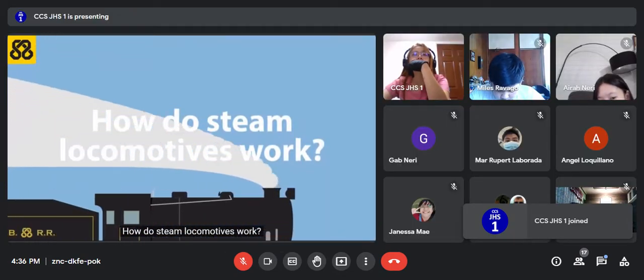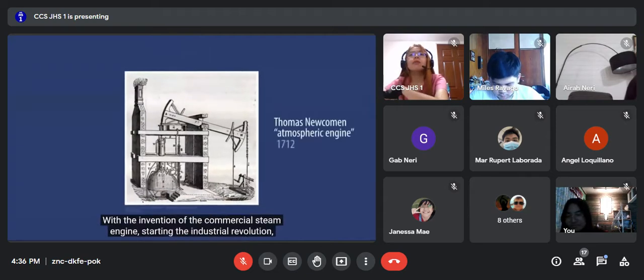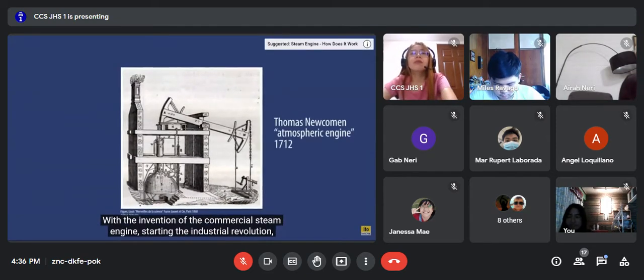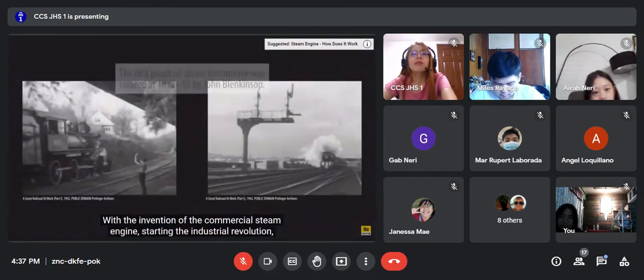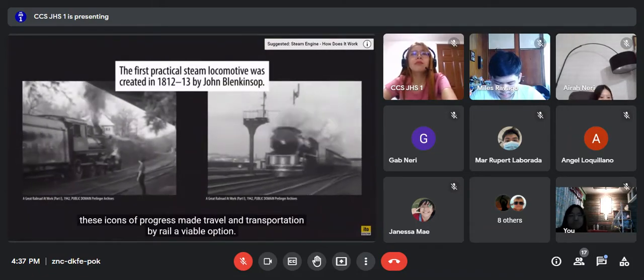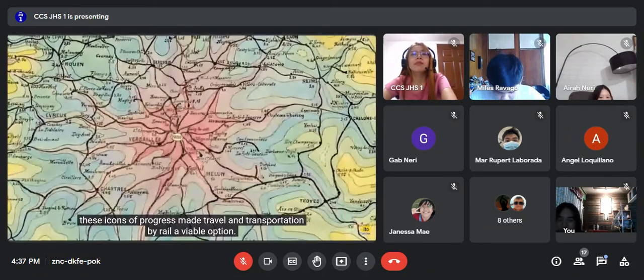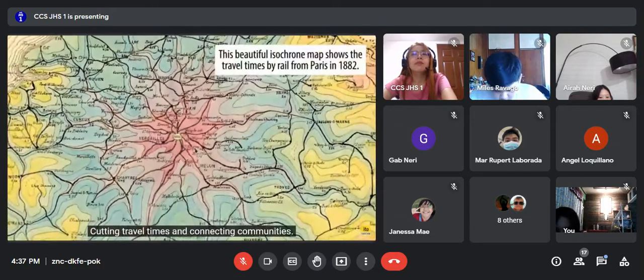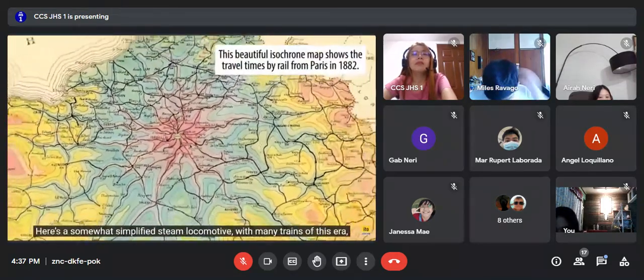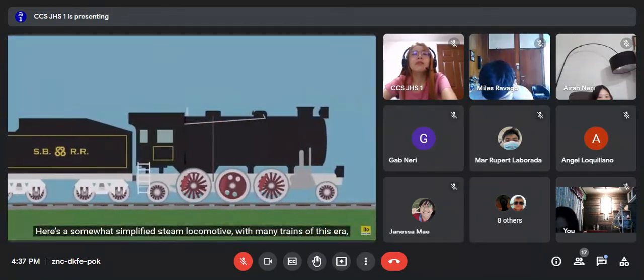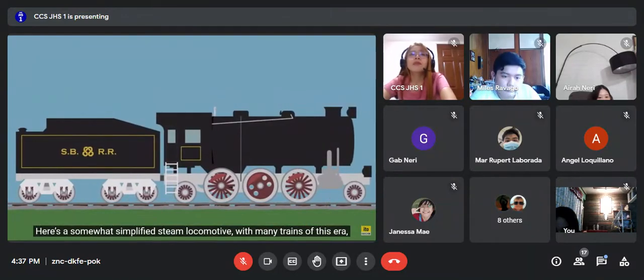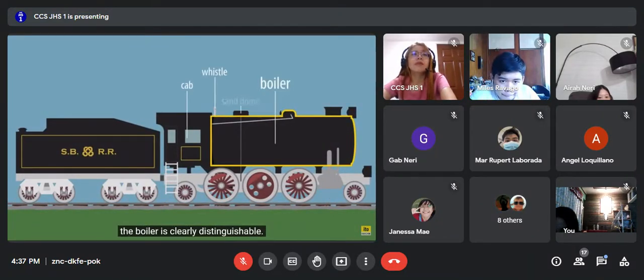How do steam locomotives work? With the invention of the commercial steam engine starting the Industrial Revolution, these icons of progress made travel and transportation by rail a viable option, cutting travel times and connecting communities. Here's a somewhat simplified steam locomotive. With many trains of this era, the boiler is clearly distinguishable.